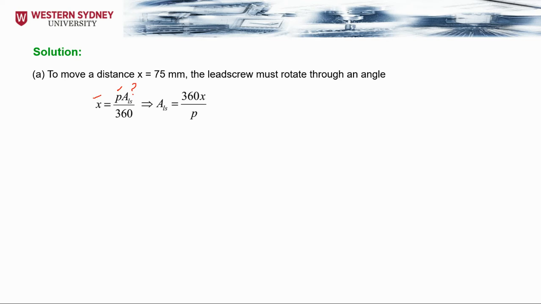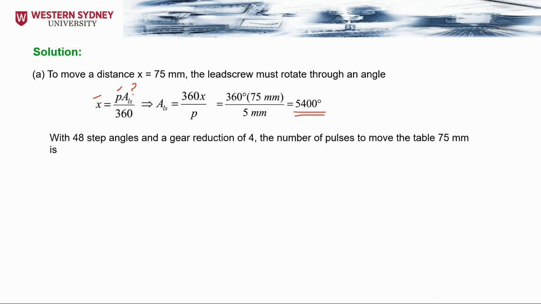Okay, now we are on the next step to calculate alpha S: 360 multiplied by 75 divided by 5. So the angle is going to be 5,400 degrees for the screw to rotate in order to move 75 millimeters. So with the step angle of 48 for the motor and the gear reduction of 4, we can simply calculate the number of pulses to move the table 75 millimeters, which is given by the following equation.